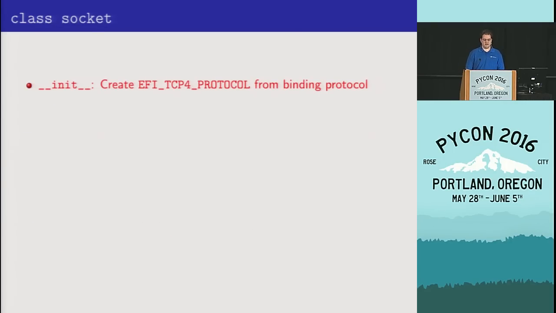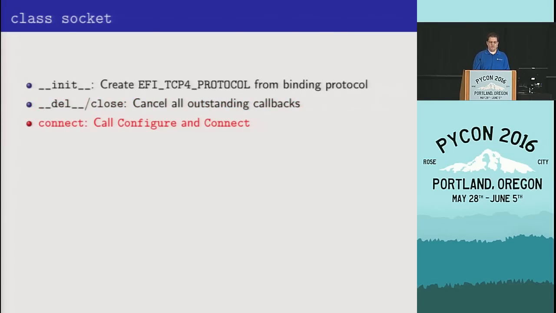We build socket. So we create the EFI TCP4 protocol. When we're done with it, we close it, and there's a function to cancel all the outstanding callbacks so that we don't call into freed memory. When we connect, we do configuration of the socket and then establish the connection. It's a two-phase process in EFI. When we receive, that's the same thing that we were talking about.